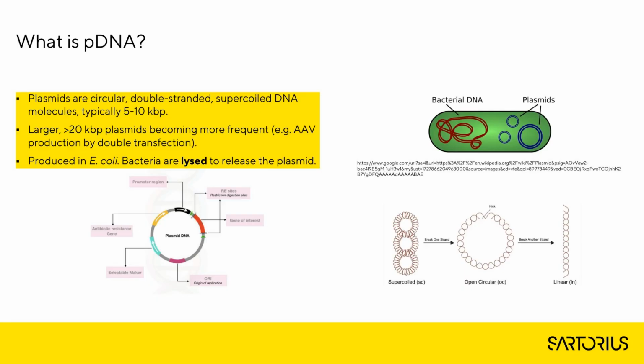If the nick happens in the coding region, then we can get shorter mRNAs, we get aberrant mRNA formation from it. And then the next, if the other strand is nicked again, then we can get linear isoform. Now this is not necessarily an undesirable isoform. In fact, for mRNA production, we quite often linearize our plasmid DNA.